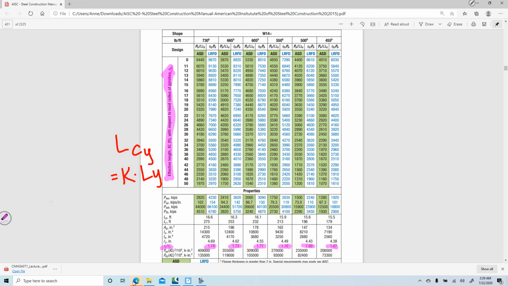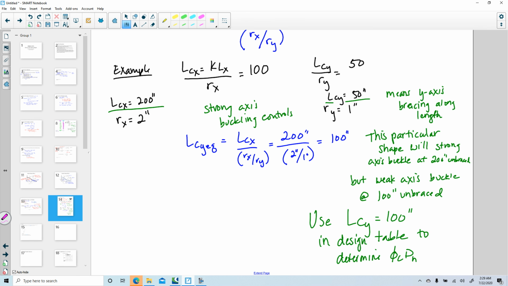So we'll do some problems, some examples that utilize this so you can see it more in action, but I want you guys to stew on that for a little bit. This is something that trips up a lot of people. So maybe I hope that example helped show why we have to make this equivalent. We're saying, well, it would buckle at the same load if it was unbraced 100 inches in the y-axis.